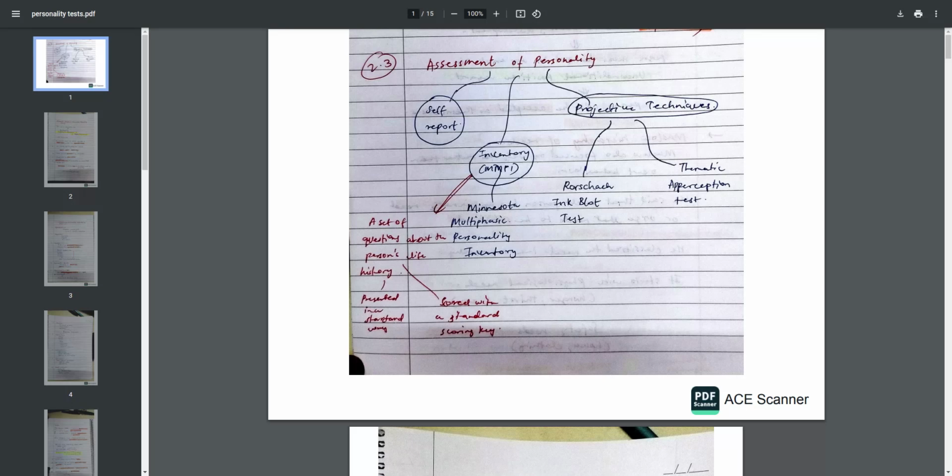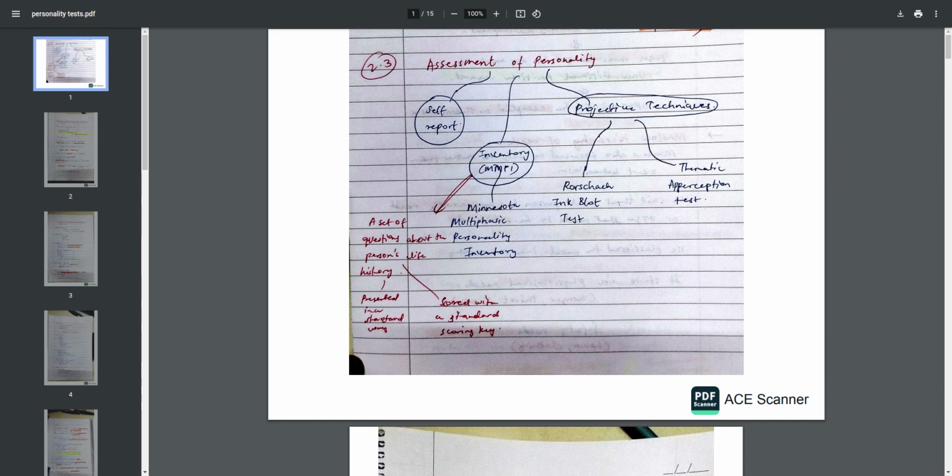Okay, we are going to now understand how personality is assessed. There are three methods for this: self-report, inventory, and projective techniques. Self-report is where the subject themselves will share what personality traits they have. So we don't really have much information about that in our textbook.